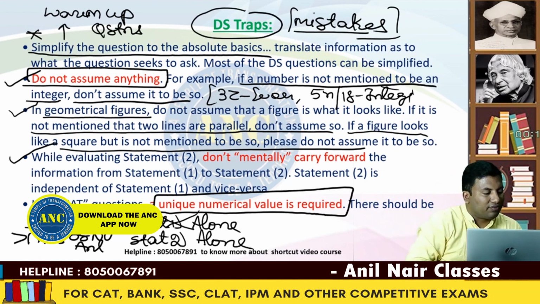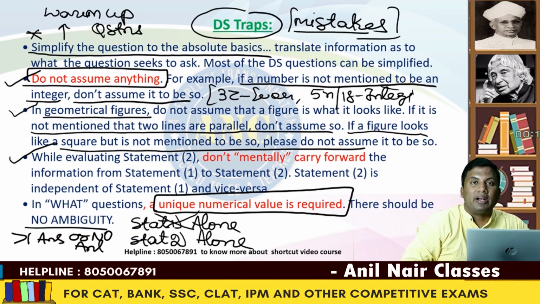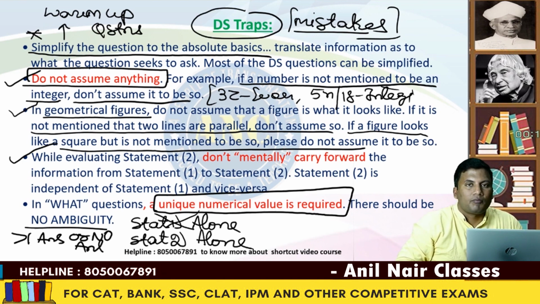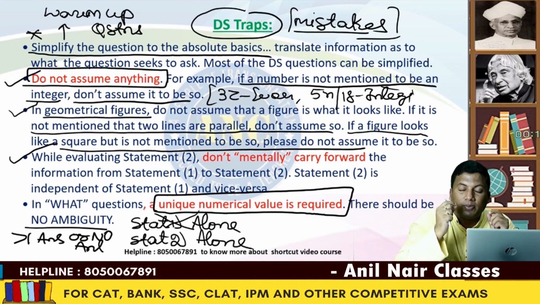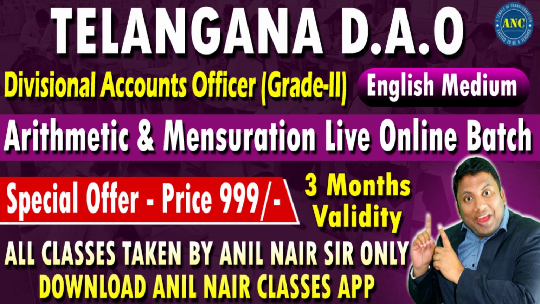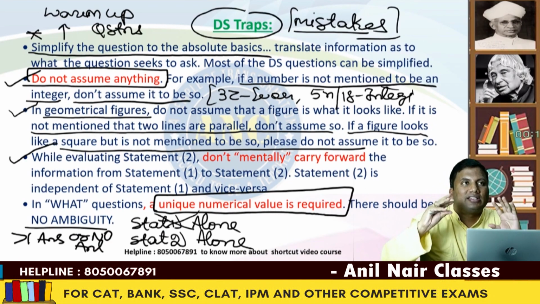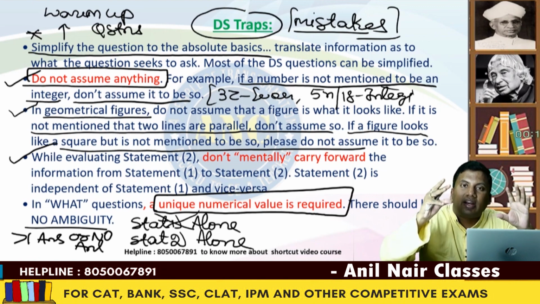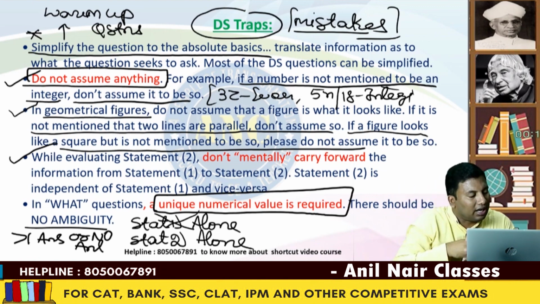Please go through these 5 important key points. Spend some 30 seconds and read the DS traps. Simplify the problem; I will explain it through a warm-up question. Do not assume anything, already we discussed. In geometrical figures also, don't assume. If a four-sided figure seems like a rectangle, you have to take that figure as a quadrilateral if it is not mentioned that it is a rectangle.